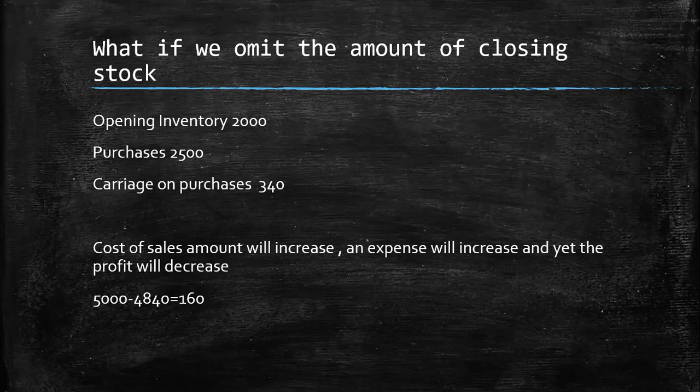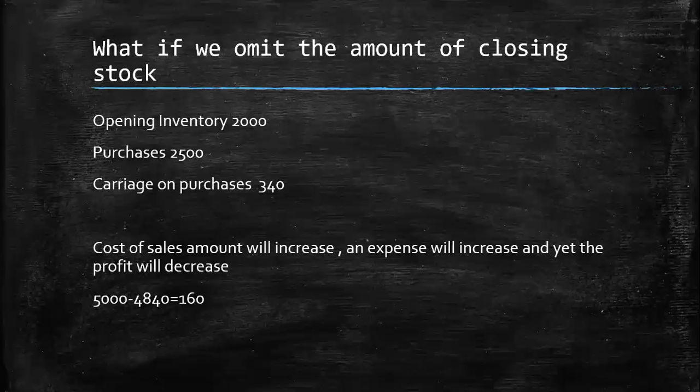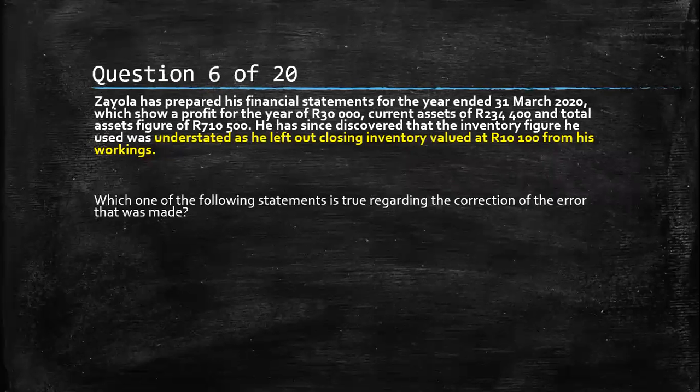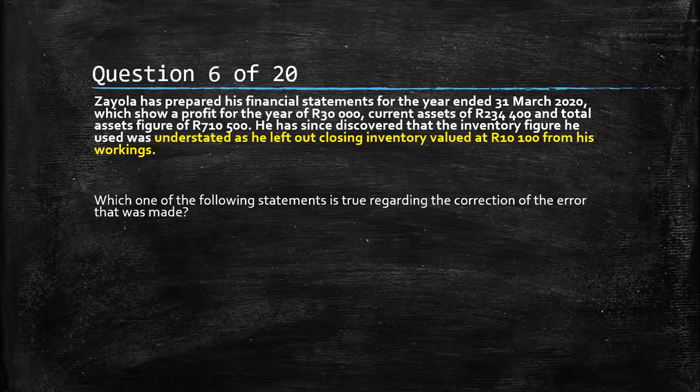But once you rectify, once you fix the mistake of the calculation, once you consider the amount of closing inventory, your profit increases. Now the question says the value of the inventory was left out. It was omitted. Obviously, if it was omitted, the profit will decrease. Now the question is, which one of the following statements is true regarding the correction of the error? Now that you have noticed that you did not calculate your closing inventory, what will happen to your profit?